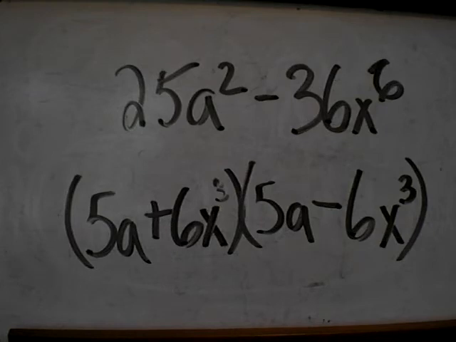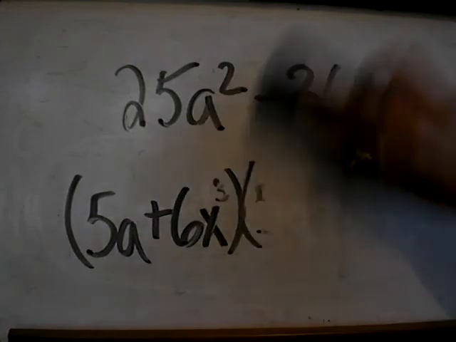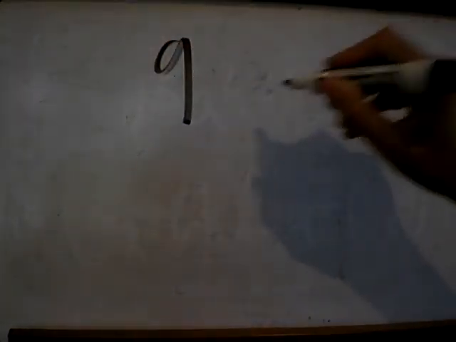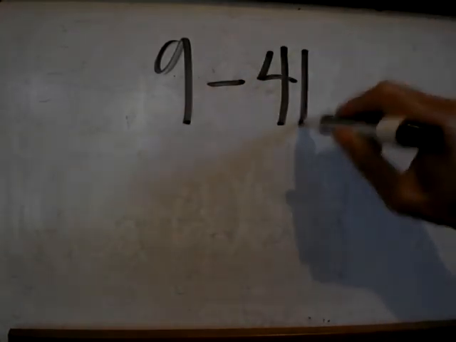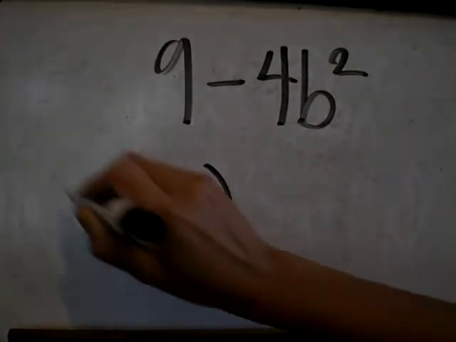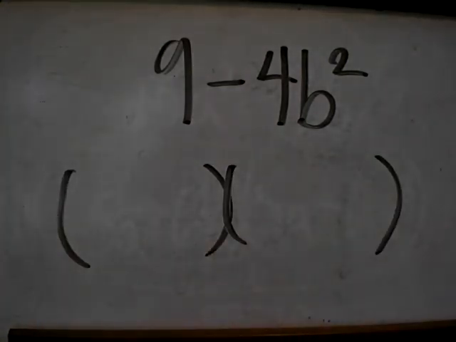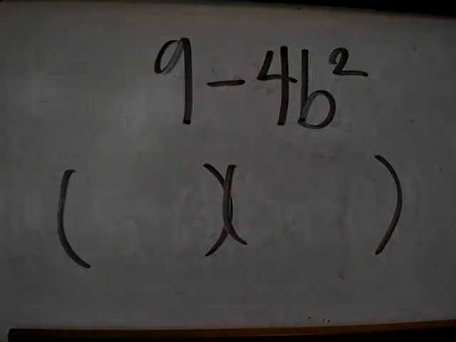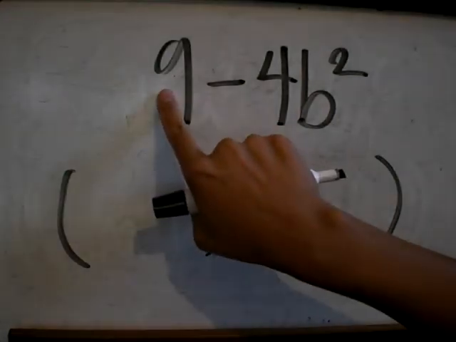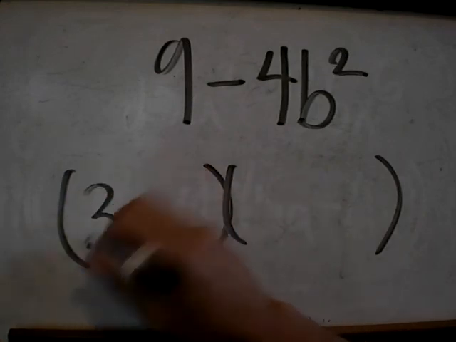Alrighty, let me give you one more problem. Okay, in this case, I'm going to switch it up a little bit. So it'll be 9 minus 4b to the 2nd. Okay, let's set this up. Okay, now the only difference is that the constant is first. So it's pretty easy. Same thing, just what's the square root of 9? Okay, 3. There you go.